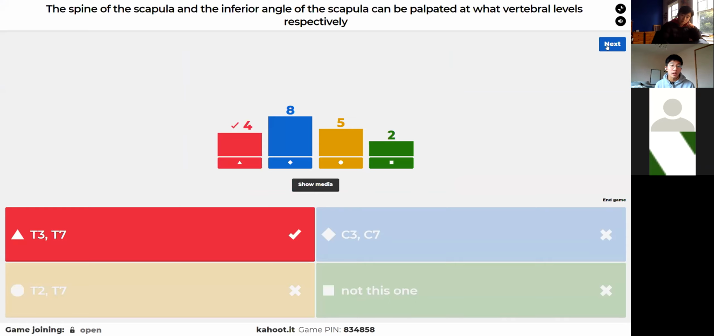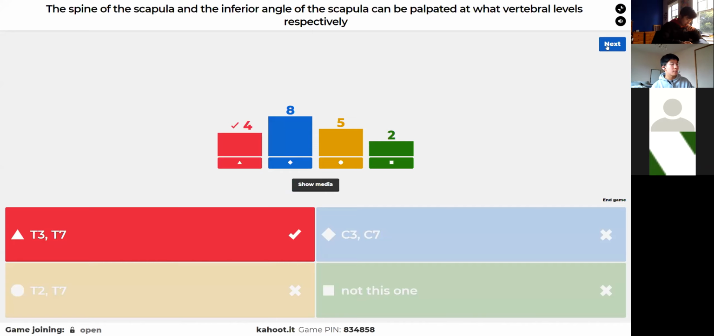So you kind of want to think where your scapula is. Your scapula, as we were talking about before, overlies your rib cage. And if it overlies your rib cage, it's going to be in the thoracic region for your vertebra. So therefore we can rule out blue, although it has the same numbers.